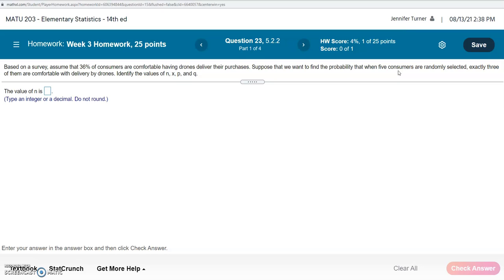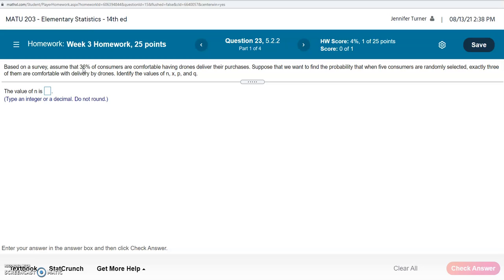The probability of any individual trial is going to be 36% for each person, so 0.36 as a decimal, and every trial should be independent. We have no information saying that these consumers are related to each other or know each other, so each one is independent of the next, and so every person's response is not going to affect the response of the next person. So those are the 4 criteria to be a binomial distribution.